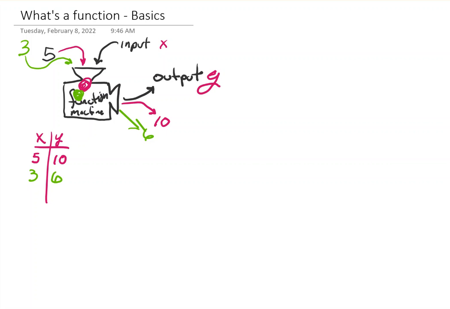Now, is it possible for me to plug in a 5 and get a 6? Well, no, because if I follow these purplish lines, I plugged in a 5, something happens to it, and it came out as a 10. And if you follow the green line, you plugged in a 3, something happened to it, and it came out as a 6. So at no time are these two numbers going to repeat themselves. I won't get a 3, 10, and I won't get a 5, 6.